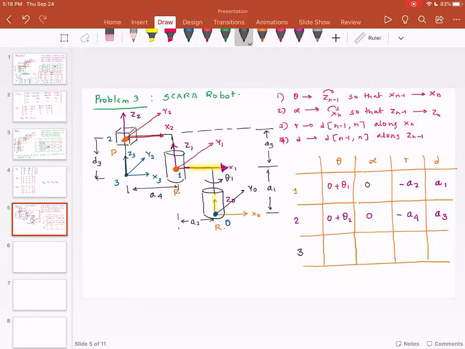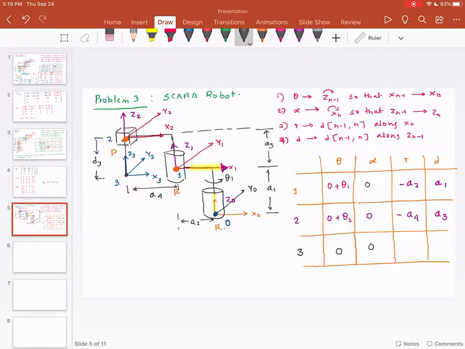There is no rotation, but so theta is the rotation between Zn minus 1 around n minus 1, so that xn minus 1 and xn are aligned. So x2 and x3 need to be aligned. And please note they are already aligned, so this has become 0. Alpha is the rotation about x3 so that z2 and z3 are aligned. They are already aligned, so this distance is 0.